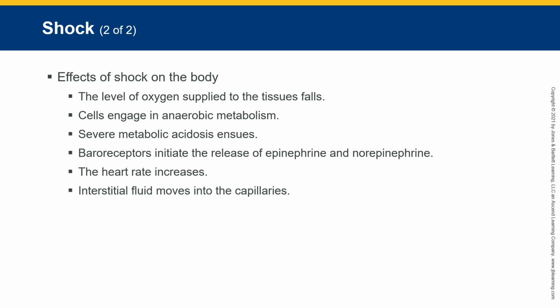Some effects of shock on the body: the level of oxygen supplied to tissue falls. The cells engage in anaerobic metabolism. You get severe metabolic acidosis. You get the release of epinephrine and norepinephrine, trying to increase your blood pressure as you're starting to lose blood pressure. Your heart rate increases, trying to give more fluid, pass it through. And interstitial fluid starts to move into the capillaries to give more blood volume.